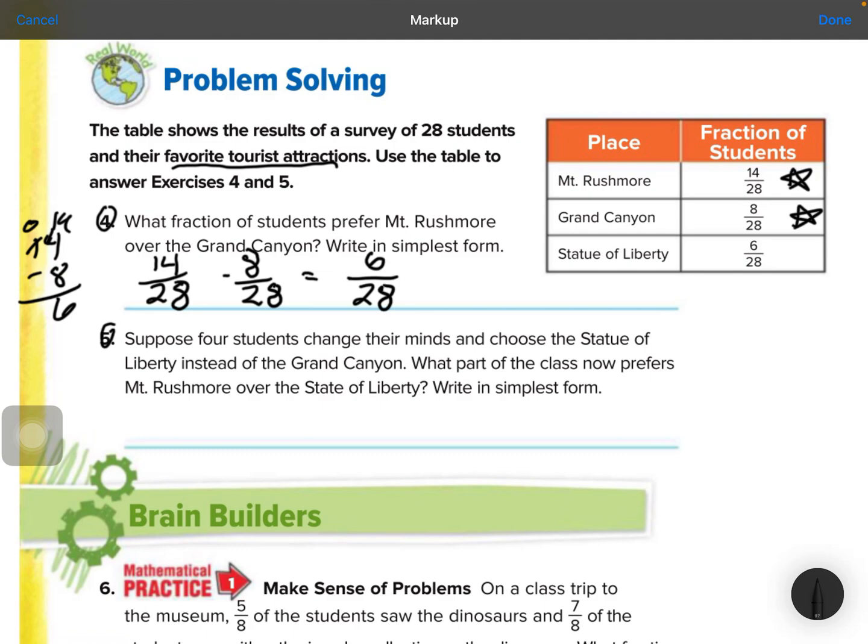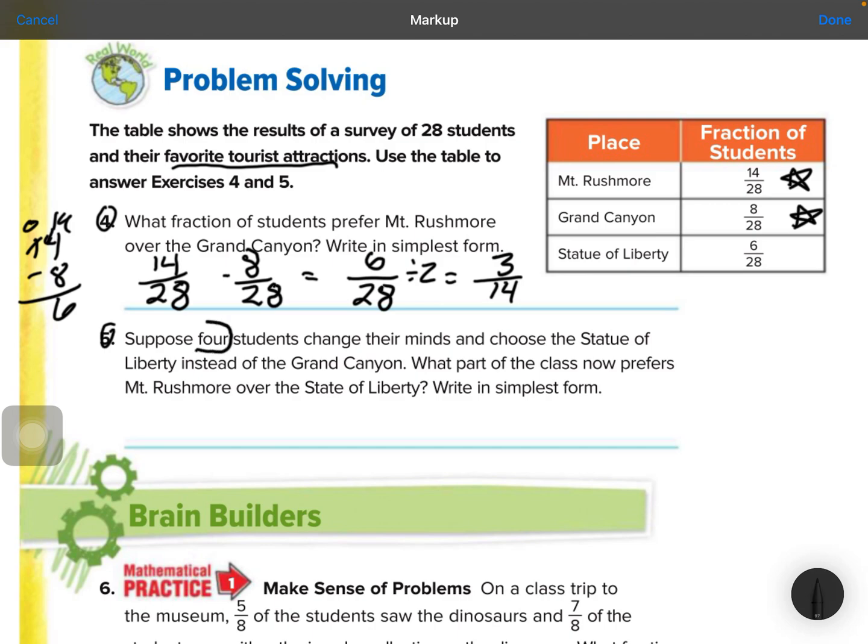Now, if you look at this, it needs to be simplified. They're both even, so I'm going to divide them both by 2, and let's see what happens. 6 divided by 2 is 3. 28 divided by 2 is 14. Don't you love how I give away the answers by accident? And I believe that's as simplest as we can get, the simplified form.